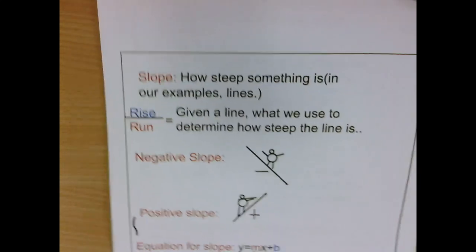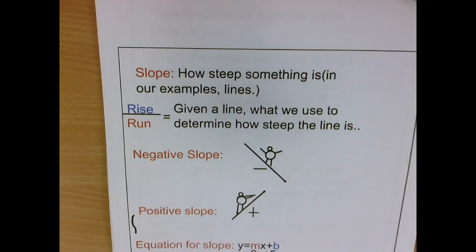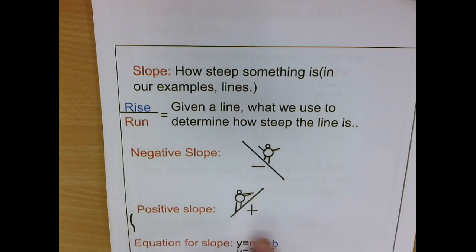Some more vocabulary. Slope. Slope is how steep something is. It's really that simple. How steep something is. We're going to measure exactly how steep things are today. Rise over run. We use rise over run to figure out how steep a line is. Negative slope. Positive slope.